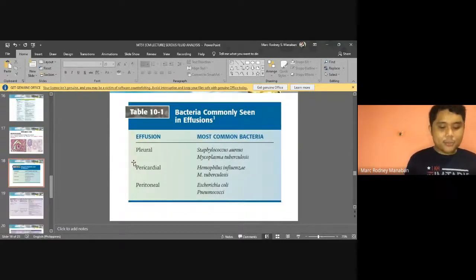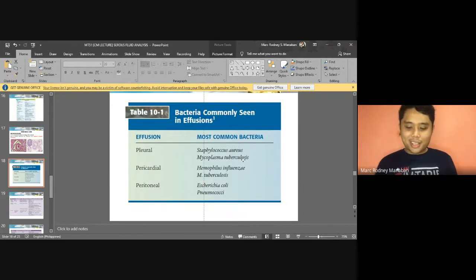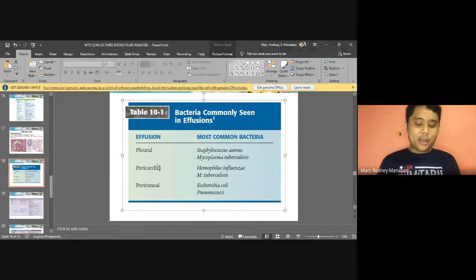And again, summary, what are the most common causes that can be seen in effusions? This is from Graff. For pleural, Mycobacterium tuberculosis and Staph aureus. For pericardial, Haemophilus influenzae and M. tuberculosis. And for peritoneal, you have E. coli and pneumococci. So that's from Graff. And then this is from Brunzel.